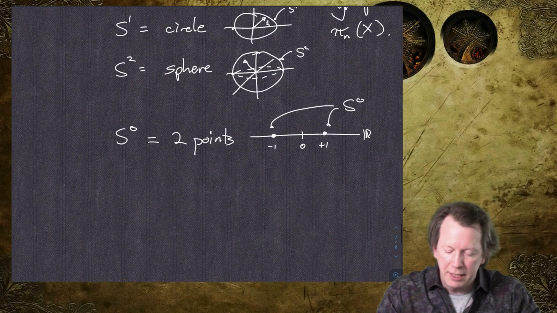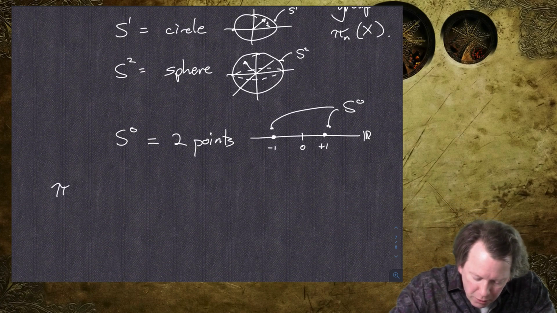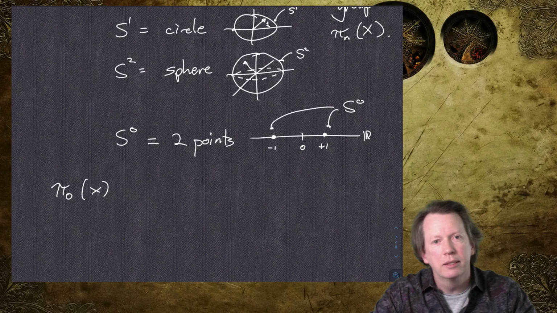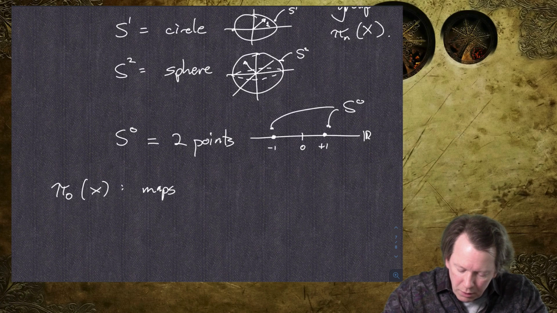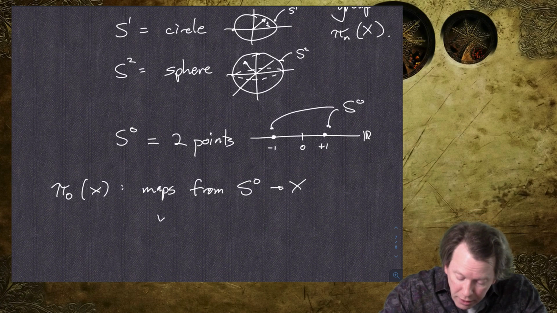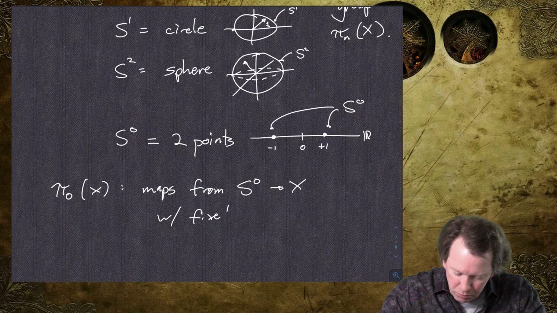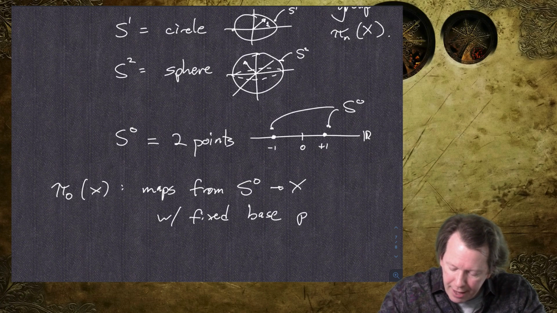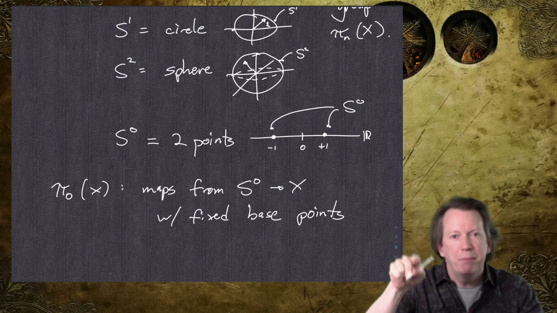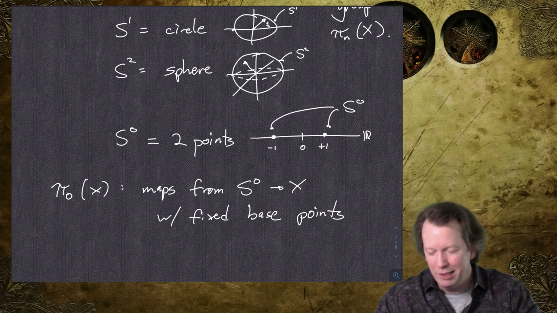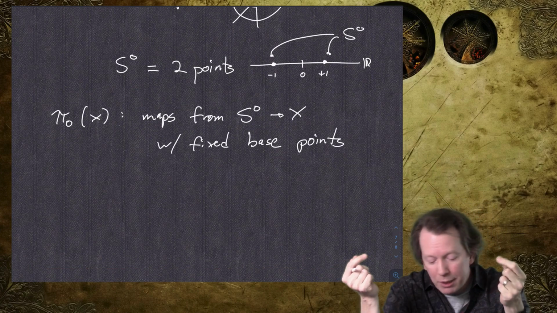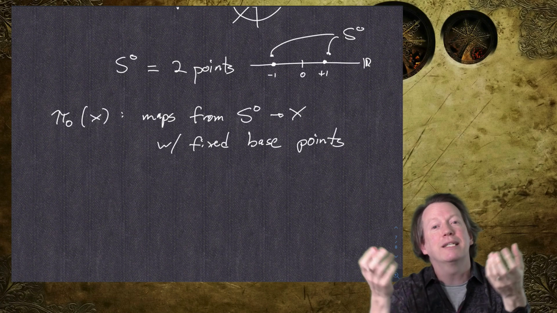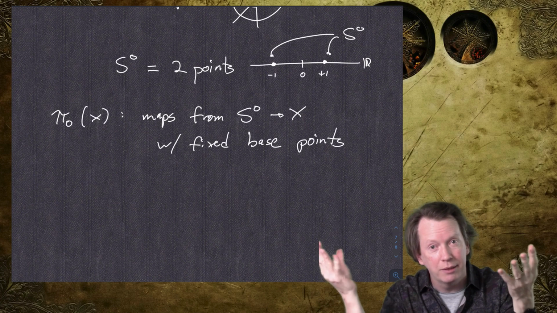And therefore, this is kind of fun. So pi 0 of some space X, some topological space, is maps from S0 into X with a fixed base point. So I only have 2 points, and I'm mapping them into some space, but one of them I'm not allowed to move, right? So the other one I'm allowed to move. And basically what that's doing is just counting the number of disconnected pieces that X falls into.